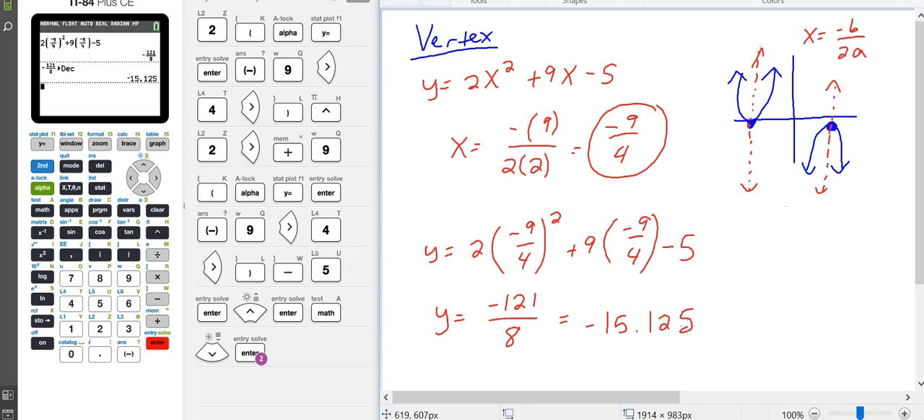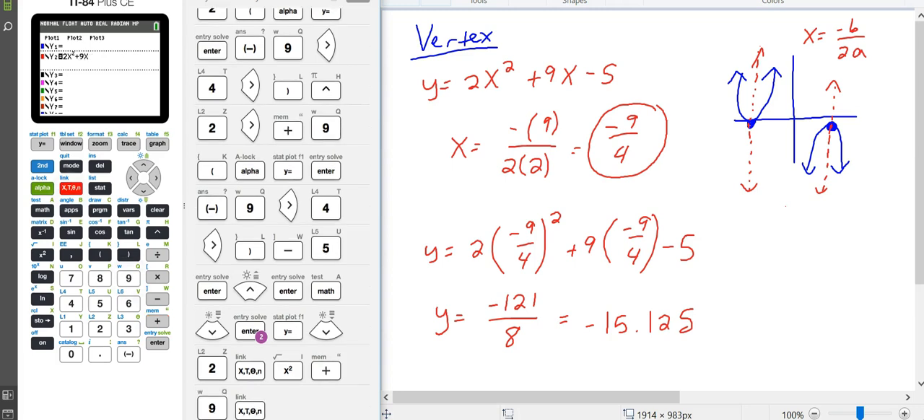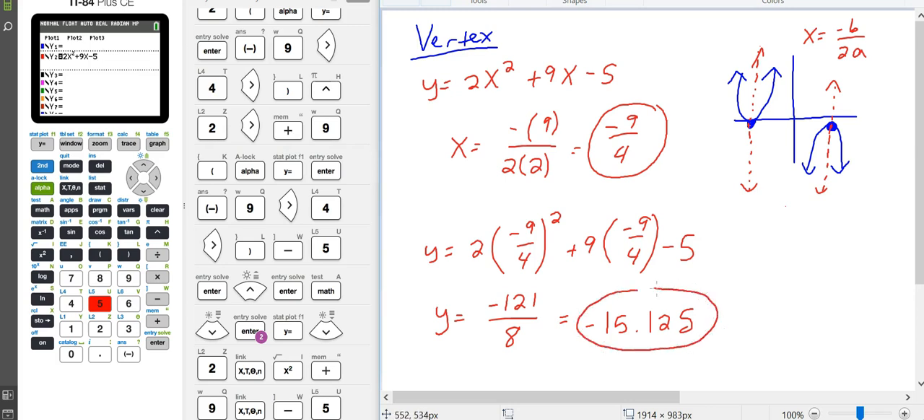Let's graph the parabola. I'm going to graph it in y2 because I wrote in red. Y is equal to 2x squared plus 9x minus 5. We could graph this in zoom 6, but remember that we already solved for the y coordinate of the vertex. We think our vertex is -9 over 4, comma, -121 over 8. We think that the y coordinate of our vertex is -15.